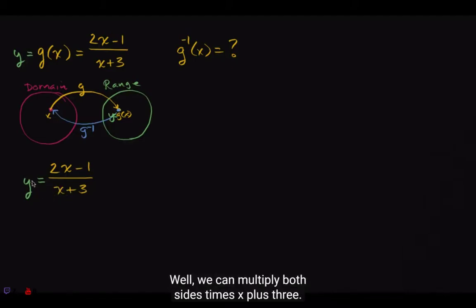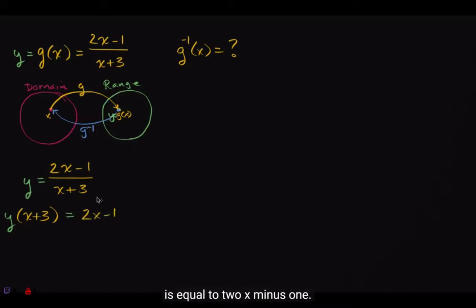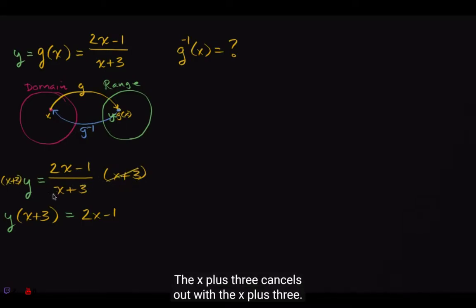So how do we do that? Well, we can multiply both sides times x plus 3. So if we do that, we're going to get y times x plus 3 is equal to 2x minus 1. All I did is multiply both sides times x plus 3, and I multiplied x plus 3 on that side as well. The x plus 3 cancels out with the x plus 3.